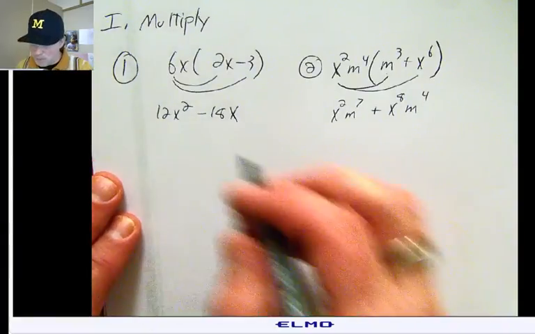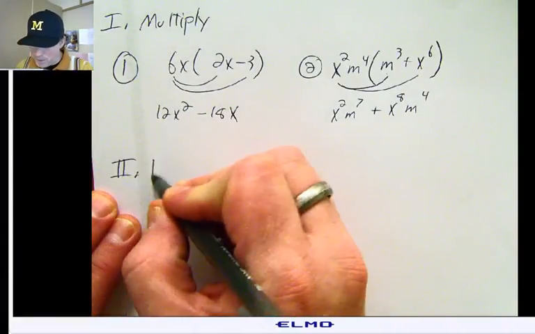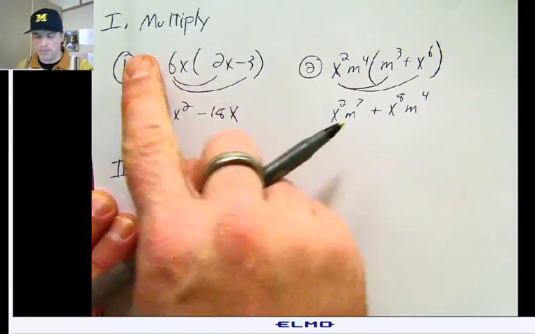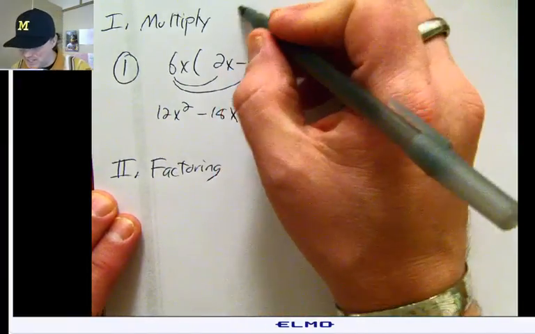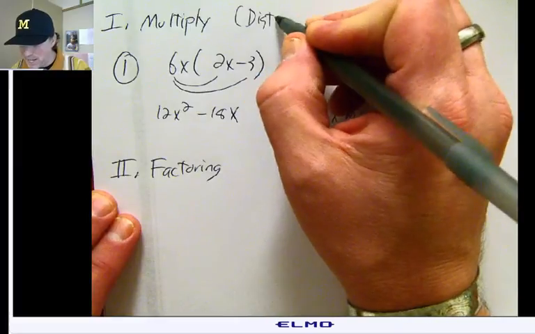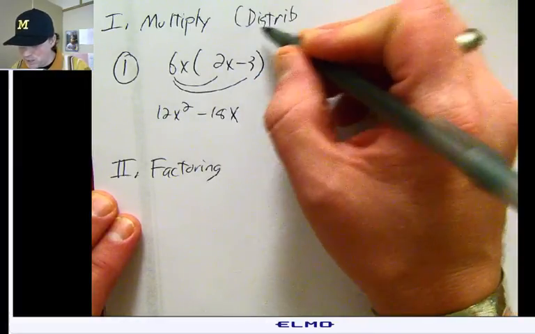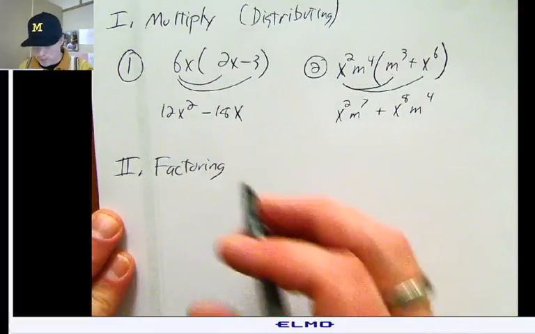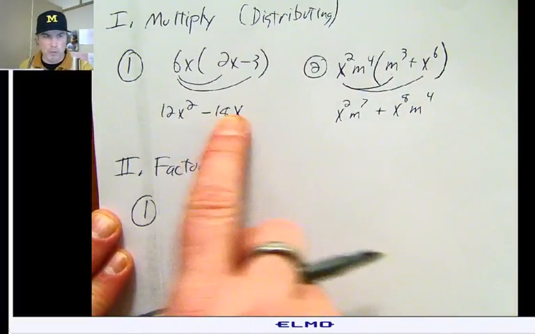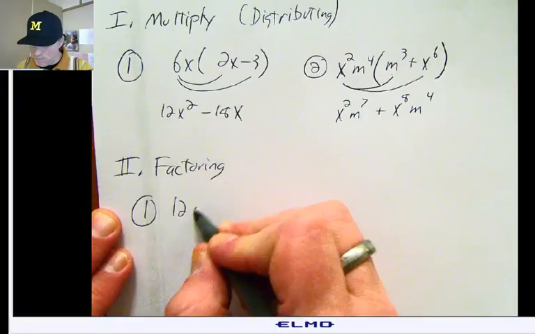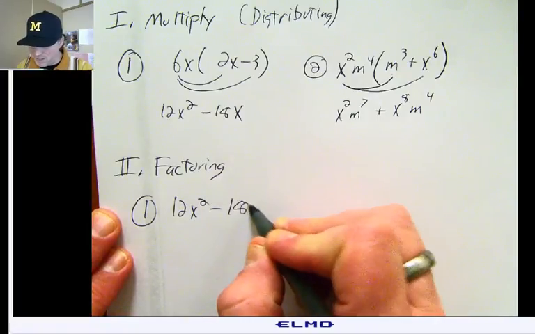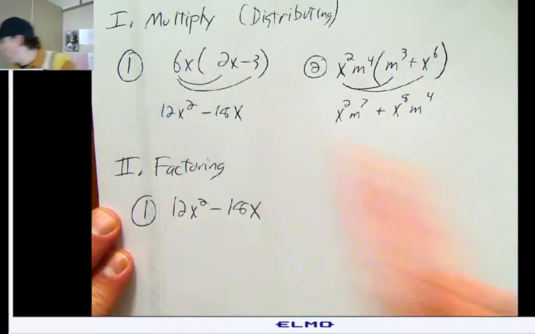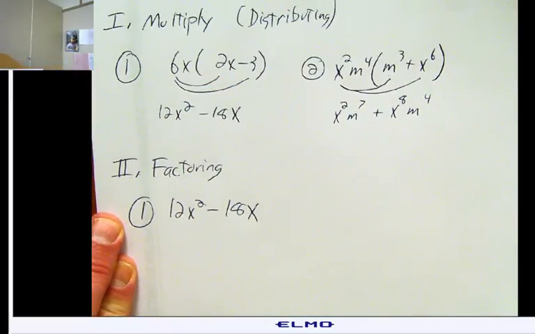Jump straight down to part 2, factoring. Factoring is basically the exact opposite of this multiplying, or in this case, distributing. So for example, number 1 would be like this: 12x squared minus 18x. And this is ultimately going to be the answer. And let's talk about why.